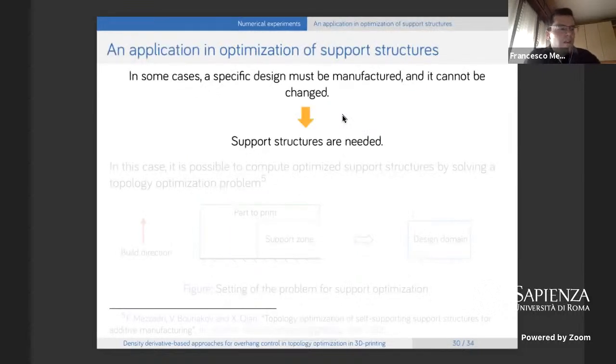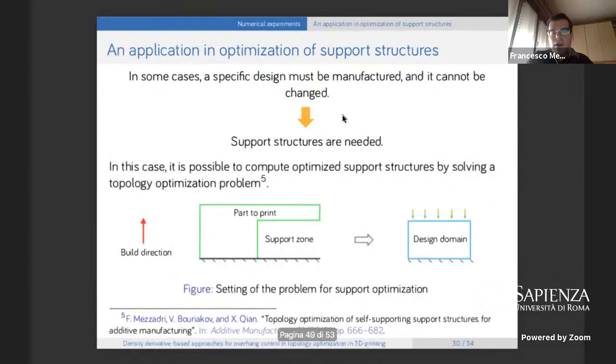So let us just briefly discuss an application in support structure. This is what I mentioned towards the beginning of the talk, which is, in some cases, we need to manufacture a specific design, and we cannot change it. So in this case, we need to use support structures.